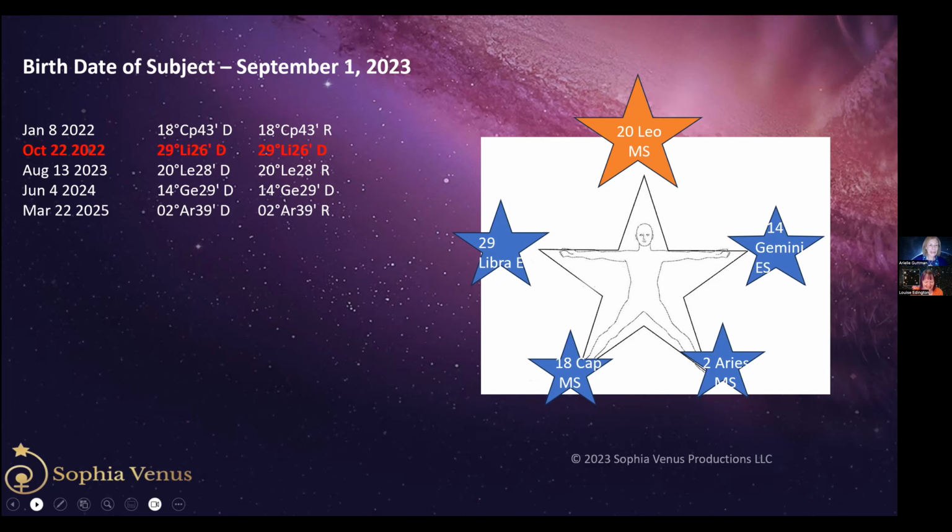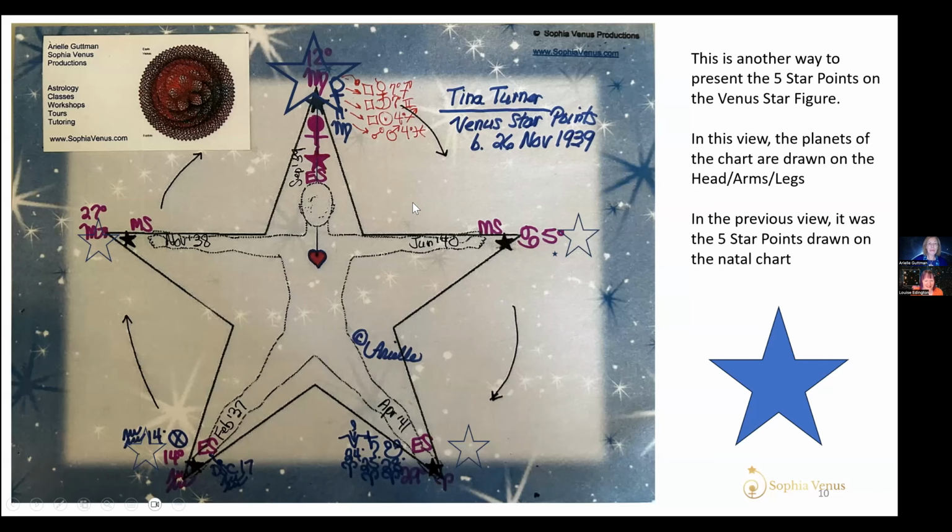Okay, what else have I got here? That's Tina Turner's. I've shown this slide before in presentations. This is her 5 points with everything in it, her planets and her 5 star points and all of that. We're not going to get into interpreting that now.